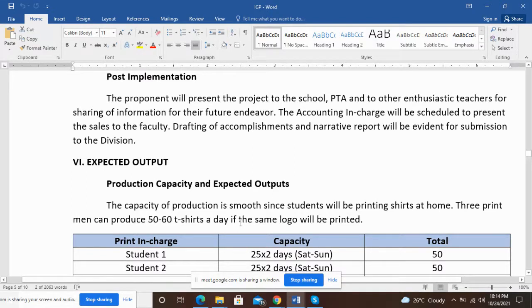Okay, of course, we'll have accounting. I also have to assign some students to do the reporting and auditing and accounting of the profit or the sales. Okay, and of course there will be accomplishment reports and narrative reports to be submitted to the division office as part of the post implementation.